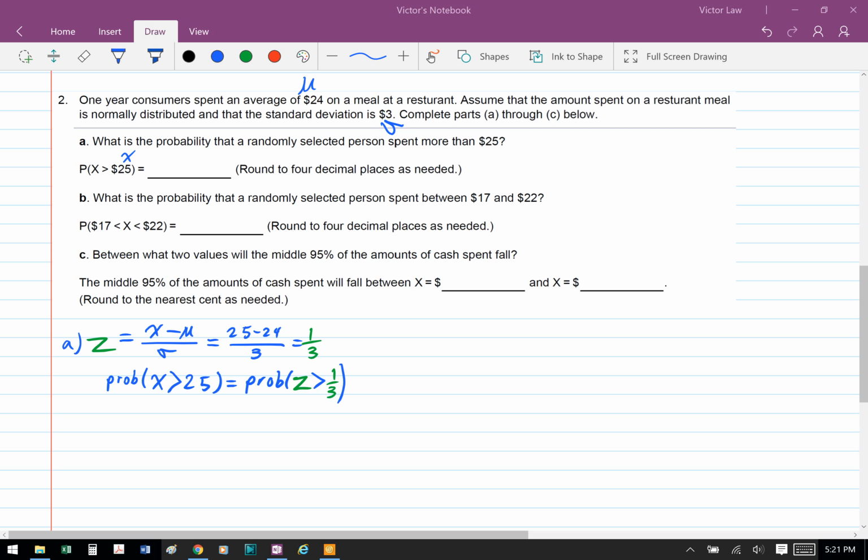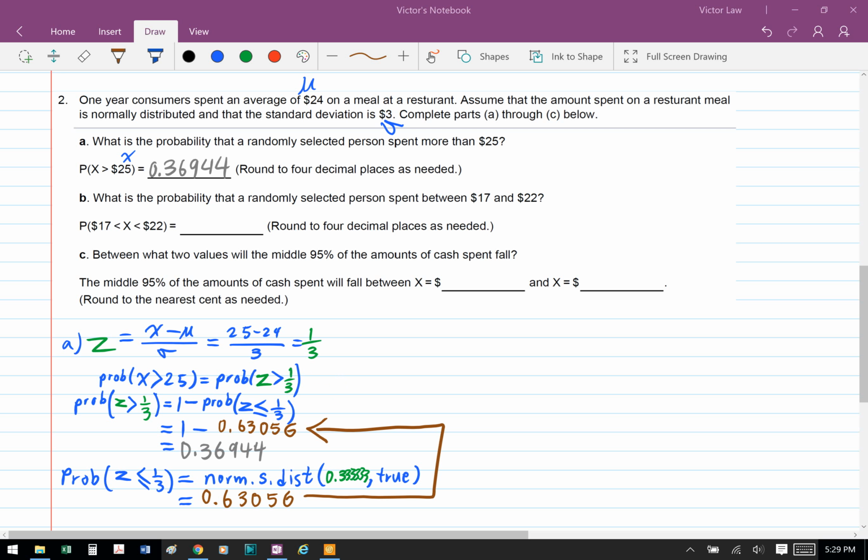In Part A, we're going to use the formula Z equals X minus the mean over the standard deviation. So we have 25 minus 24 over 3, which gives us 1 over 3. The probability of a person spending more than $25 is equal to the probability of Z greater than 1 over 3, which equals 1 minus the probability of Z less than or equal to 1 over 3.